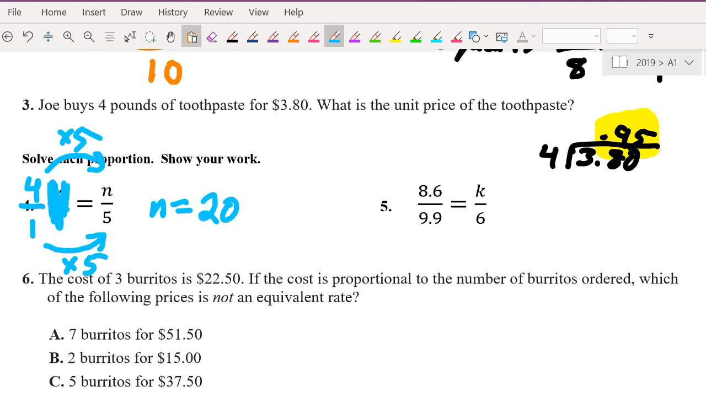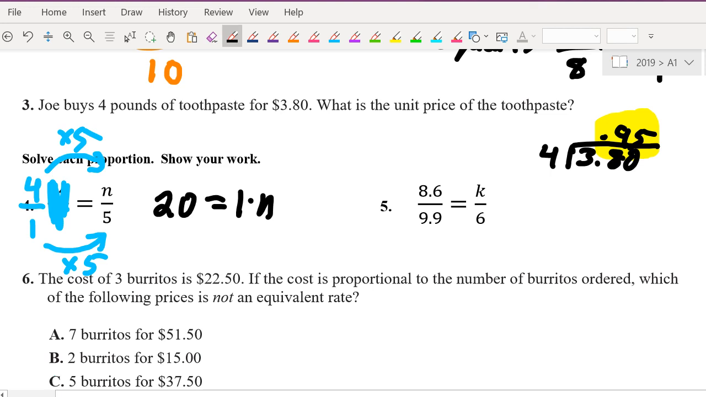Let's see our method number 2, which we really don't need, but we can. So cross multiplication. But we still want to reduce, because it makes it easier, right? So 4 times 5 is 20, equals 1 times n, and divided by 1. Well, we don't need to worry about that, do we? But if we were showing our work, it'd be divided by 1 on both sides.